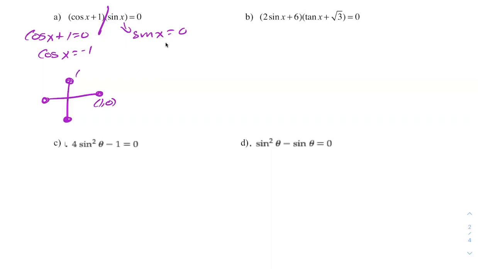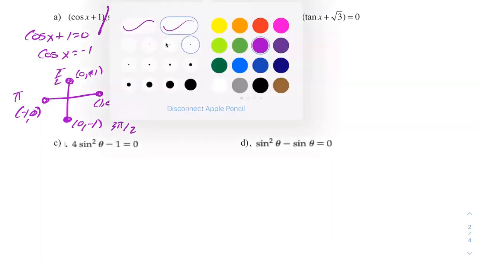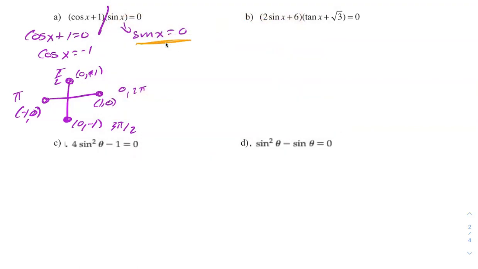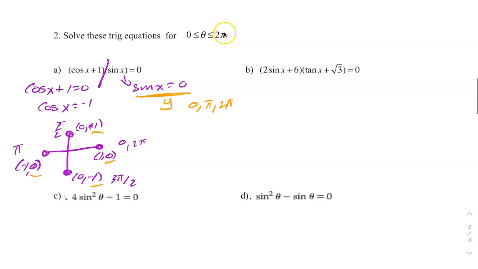1, 0, 0, negative 1, positive 1, negative 1, 0, and then 0, negative 1. This is 0, this is pi over 2, this is pi, 3 pi over 2, and 2 pi. So then, just like before, sine is a y value, so where does y equal 0? It looks like it's here and here. So 0, pi, and 2 pi. The range includes 2 pi, so we'll count it. It does have equal to.